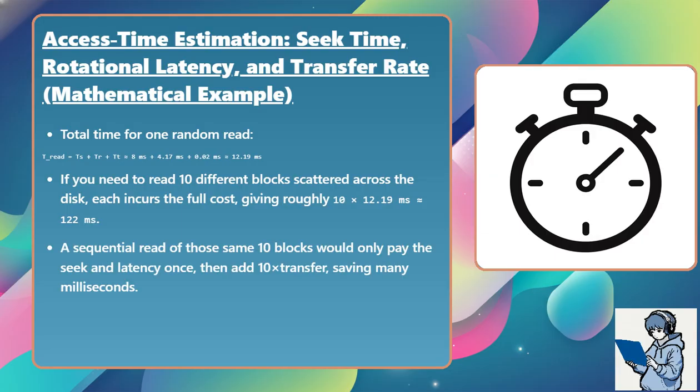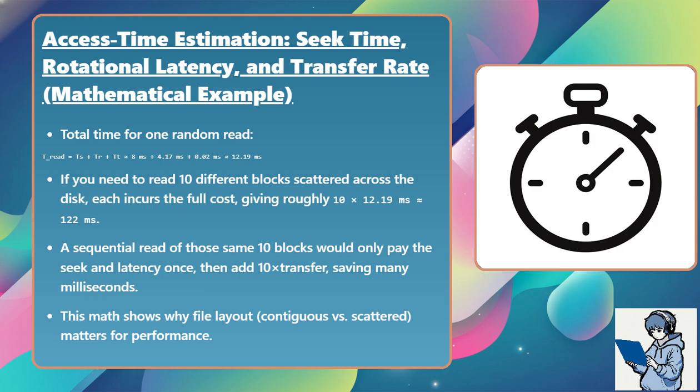A sequential read of those same 10 blocks would only pay the seek and latency once, then add 10 times transfer, saving many milliseconds. This math shows why file layout, contiguous versus scattered, matters for performance.